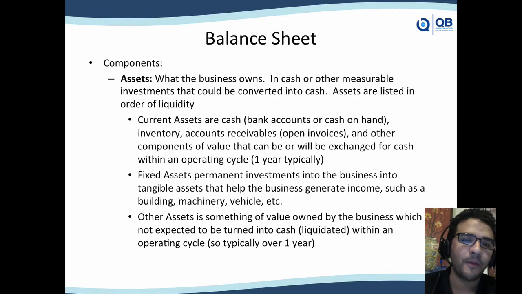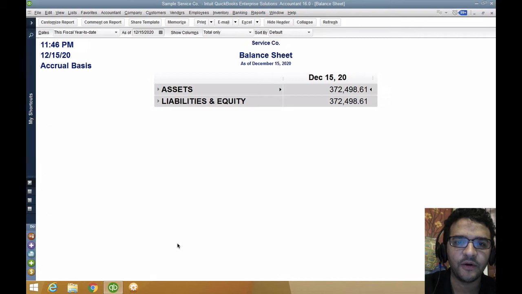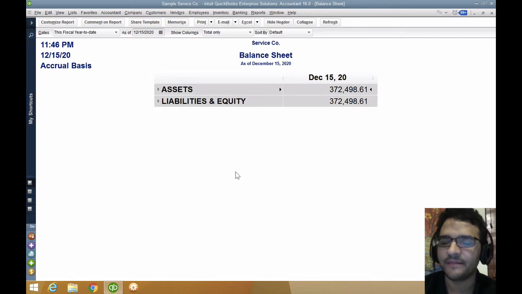Now let's talk about some of the components of the balance sheet. Let me go into QuickBooks real quick and show you a typical QuickBooks balance sheet. So what I've done is I collapsed all the accounts, and you can see two major groups. We see the assets, and then we see the liabilities and the equity. These two things must balance. That's why it's called a balance sheet.